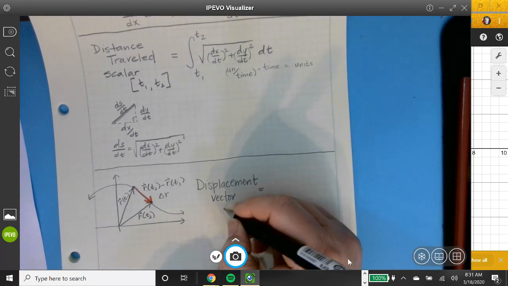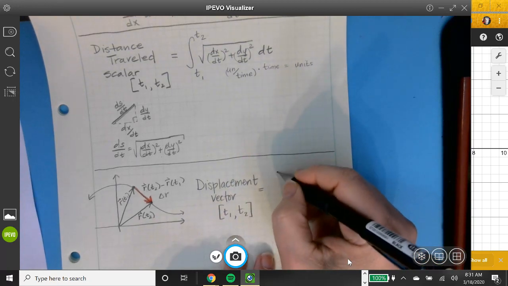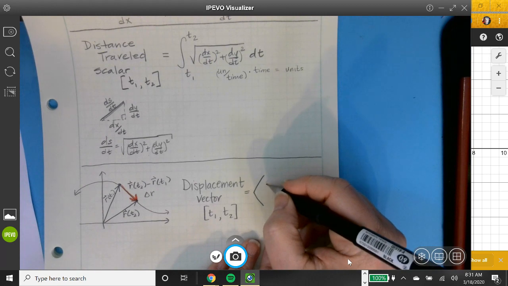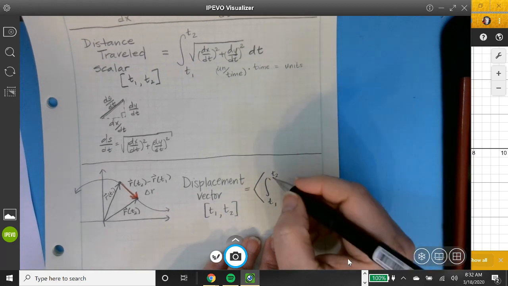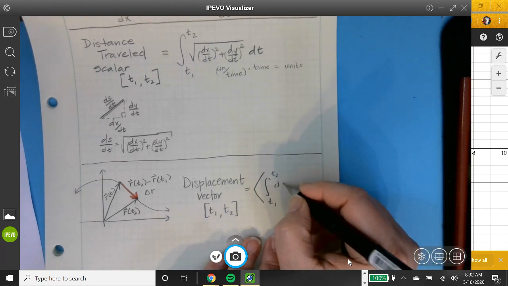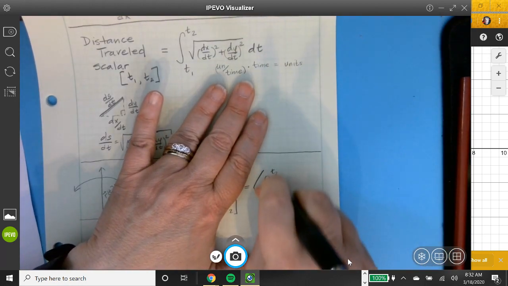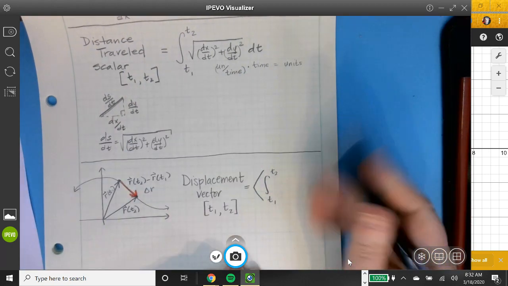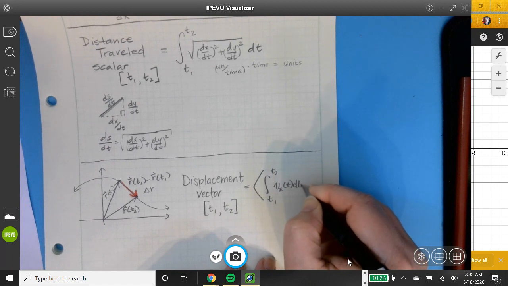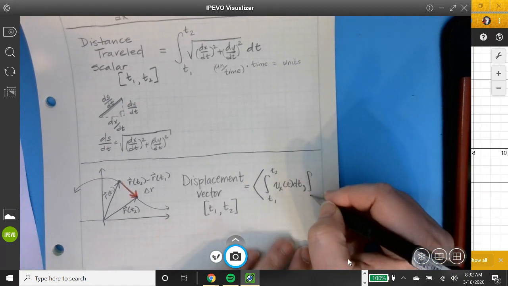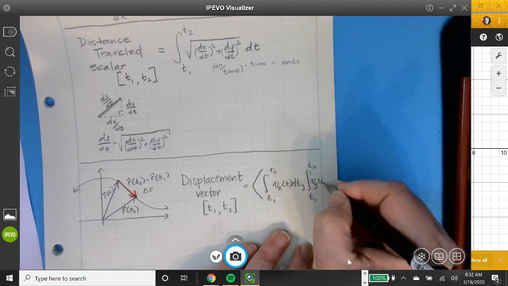And that's equal, and I'm going to put this from time 1 to time 2 again, to the vector which will be the integral from time 1 to time 2 of what? Well, how did I move? Well, this is going to be dx/dt, or I'm just going to say the velocity in the x component, if you don't mind. And then the integral from t1 to t2 of the velocity in the y direction.